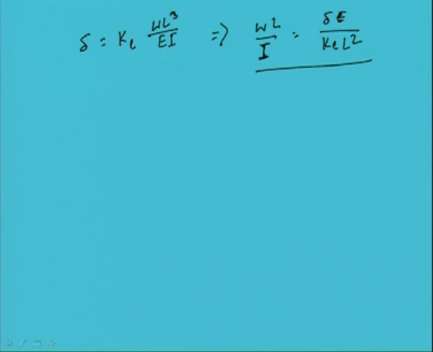This is what we got, where KL is the coefficient for different types of boundary conditions, and for different types of load the KL value will be changing, which we have shown earlier, right. And the maximum bending moment can also be found out in a similar way.